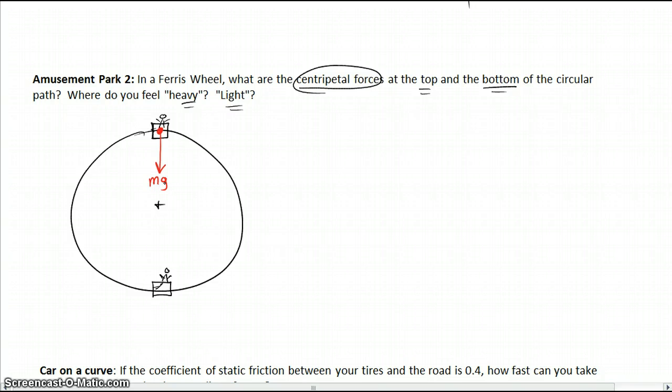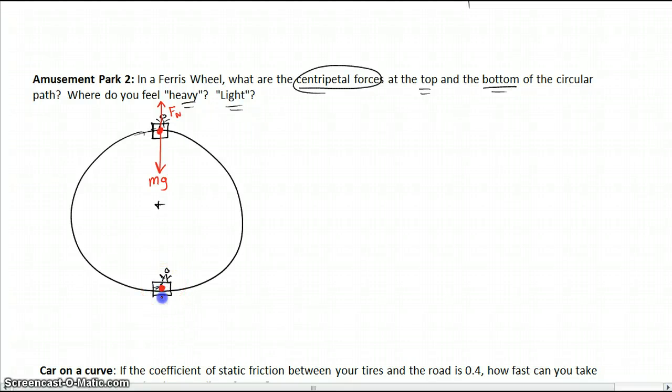That's gravity. I'll write that as mg. But you are sitting in a chair, and that chair is pushing up on you. We can call that a normal force because it's normal to the surface. And that's what's happening. Okay, so far so good. Now let's do a free body diagram for when you're at the bottom.